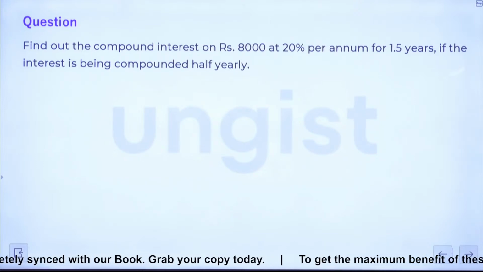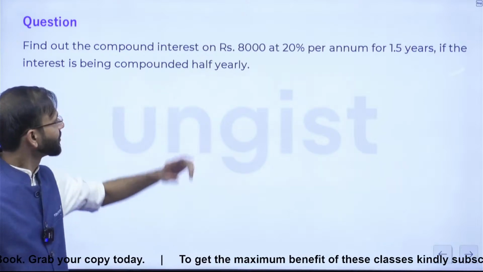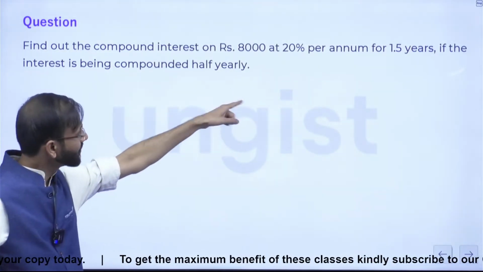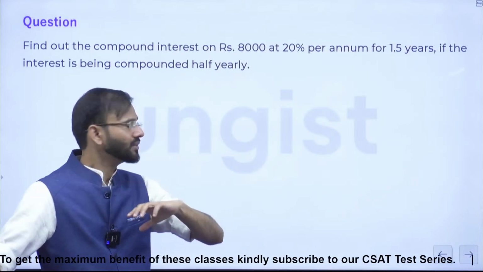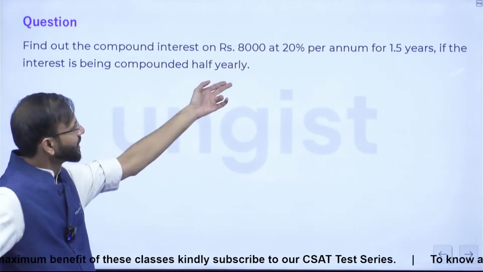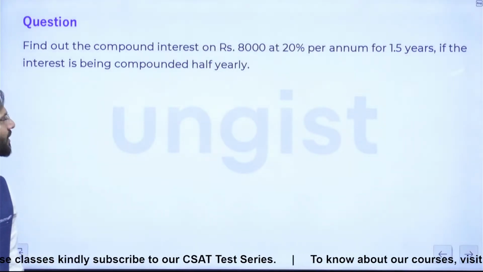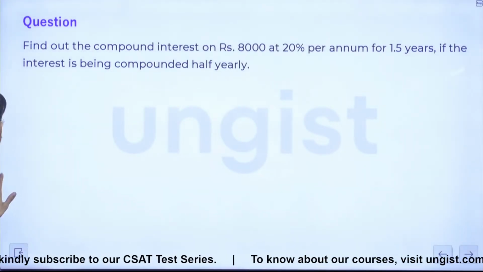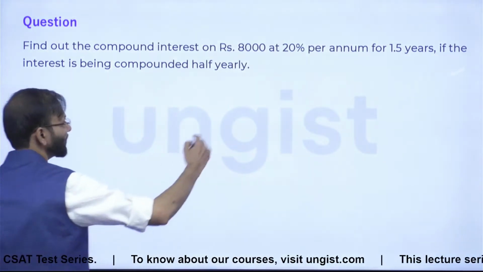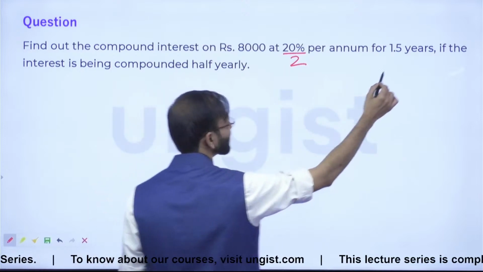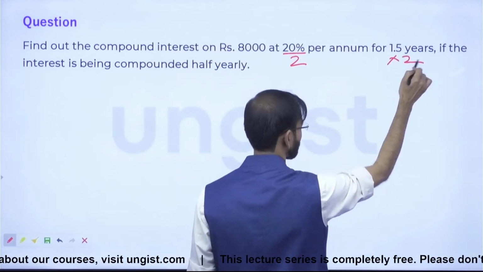Very good. Guys, this is compounding half yearly, right? So rate of interest will get half and time will get double. So this is 10% per annum for 3 years. Everybody clear? 10% per annum for 3 years. Everyone fine now? So this is 2 and this is into 2. This is into 2.